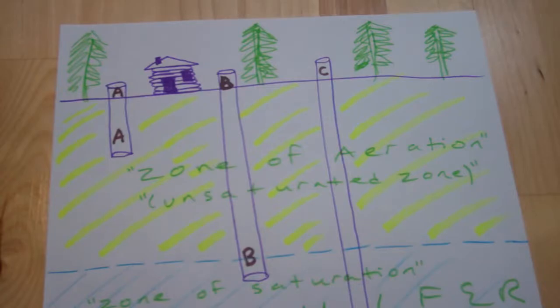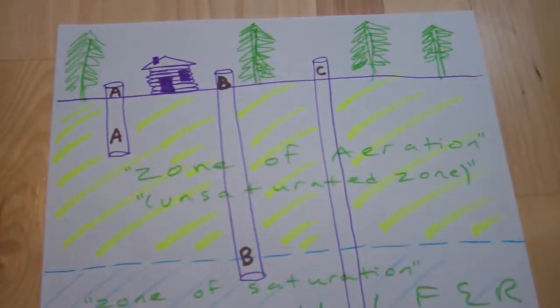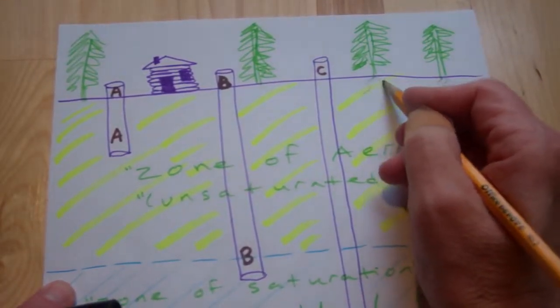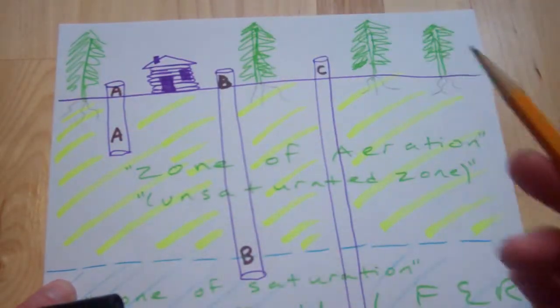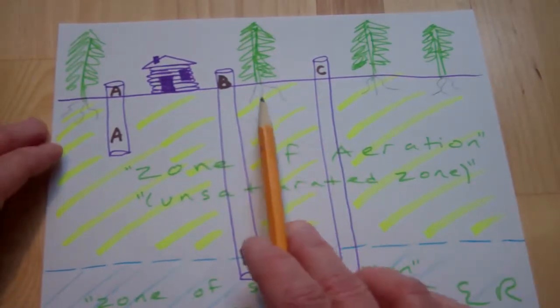All right, so I got my surface of the earth. I've got some trees in here because I just wanted to remind you that the roots here do go below the surface into the zone of aeration. And yes, there is some water in between the particles. It's just clinging to the particles like we showed. So you can get some water out of this.